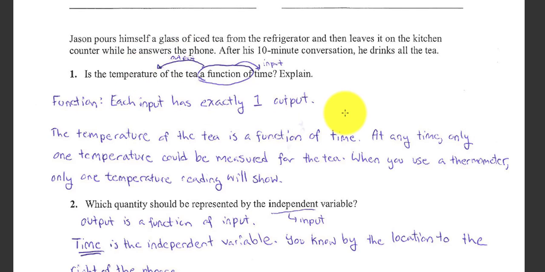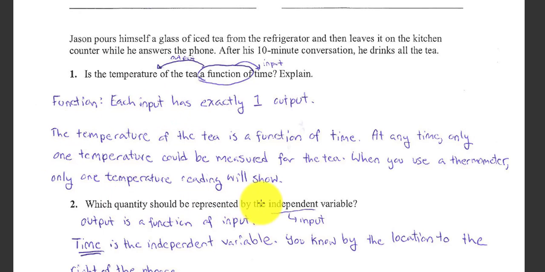In that case, that makes sense, right? At the end of 1 minute, the temperature is not going to be 40 degrees and 70 degrees, right? There's only going to be one temperature at the end of 1 minute. At the end of 2 minutes, there's only going to be one temperature. The temperature of the tea will not be 39 degrees and 62 degrees. So for each input time, there's only going to be one output temperature. So we could say this is a function. That's the very basic definition of a function, okay?